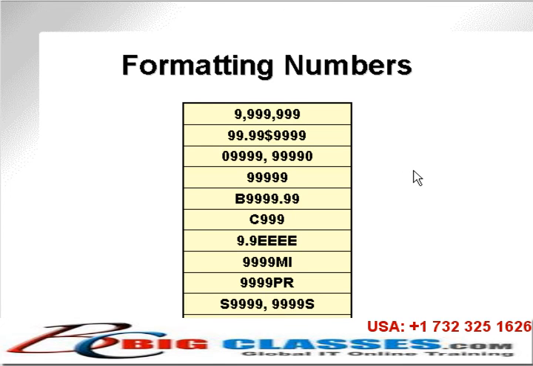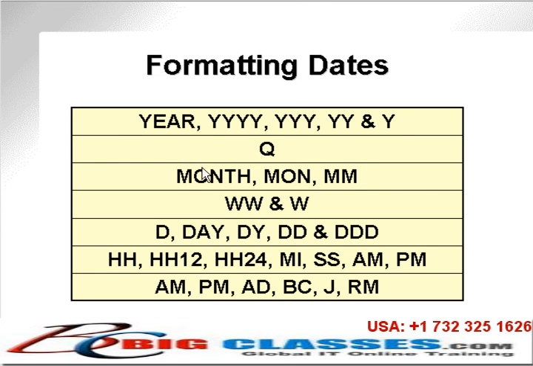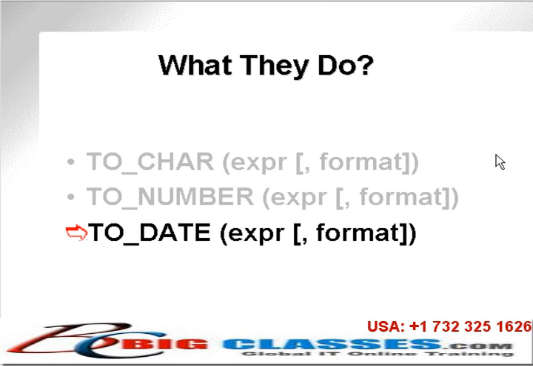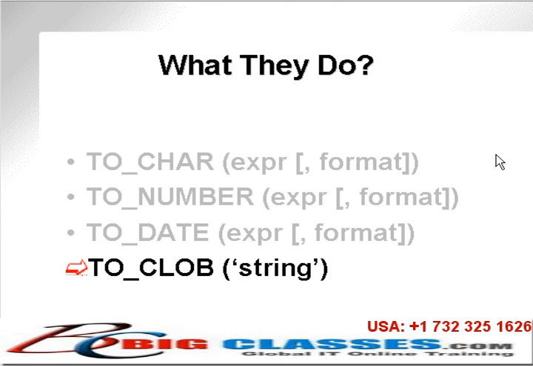Here are some of the number formatting specifications that can be used. Comma delimited, dollars, decimal points, zeros in front, straight numbers, etc. Here are some of the date formatting specifiers. toNumber simply takes an expression and converts it to a number. toDate. Again, an expression converted to a date applying a specific format. toClob simply takes a string and puts it into a binary text object.